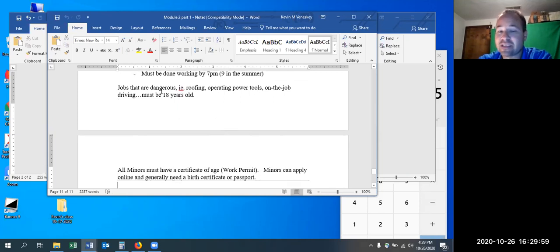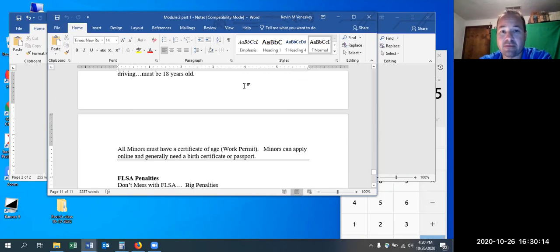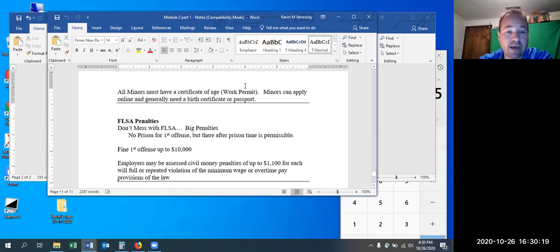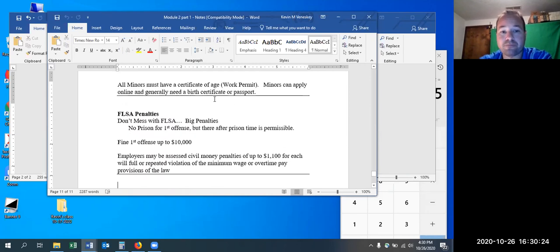For those 16 and 17-year-olds, they are allowed to do about anything except they cannot do jobs that are dangerous. Dangerous jobs like operating power tools, on-the-job driving, or roofing that could be hazardous, you have to be 18 to do that. All of the minors have to have a work permit, and you can generally get this with a birth certificate or passport. Finally, if you do mess with FLSA, you don't pay your people minimum wage or you don't pay them overtime, there can be big penalties, so you don't want to do that. You want to avoid that.